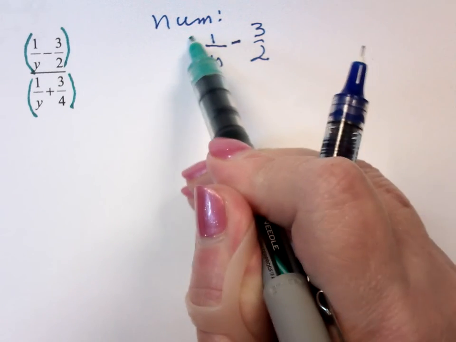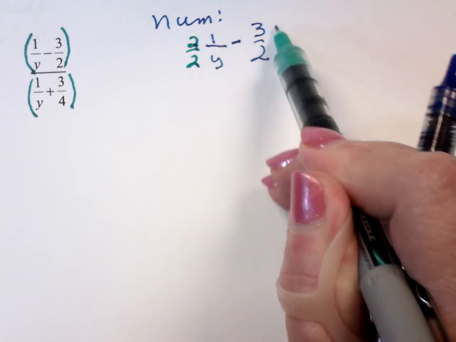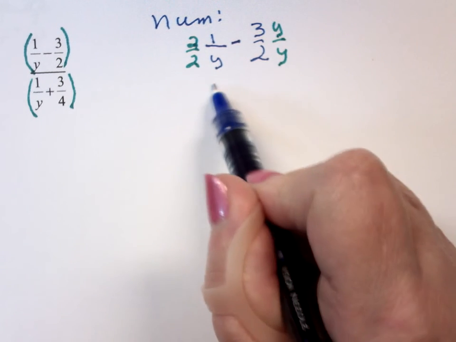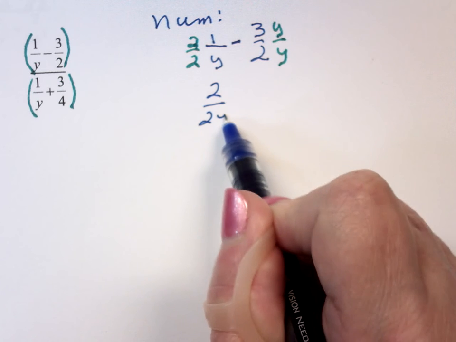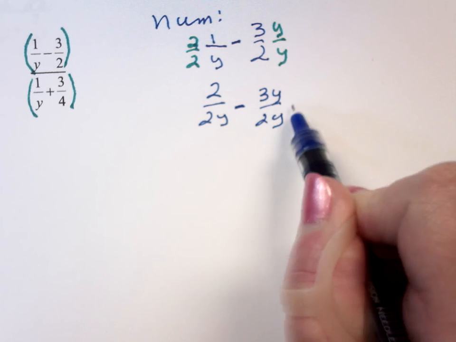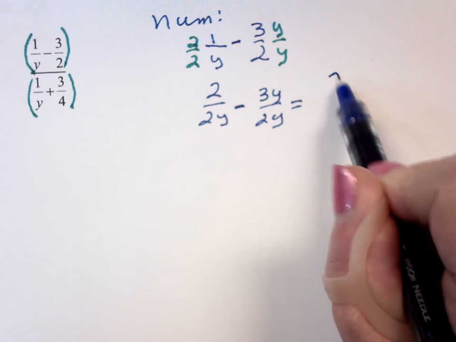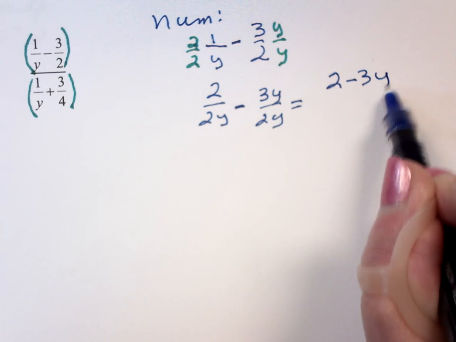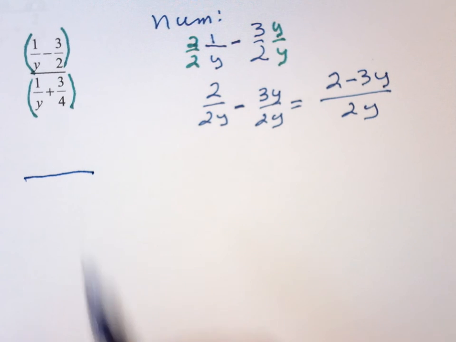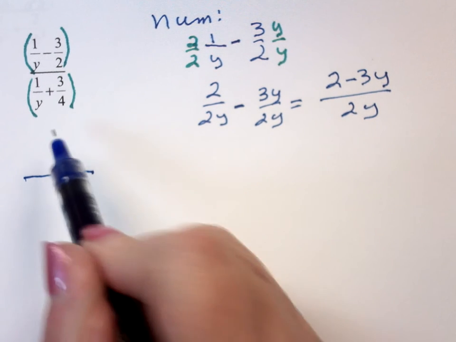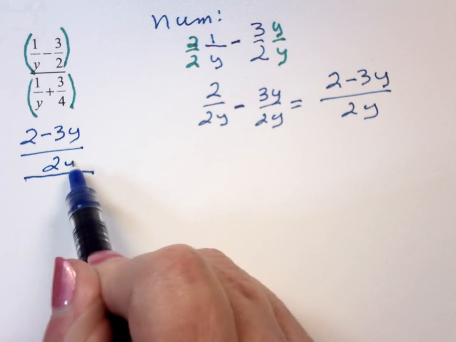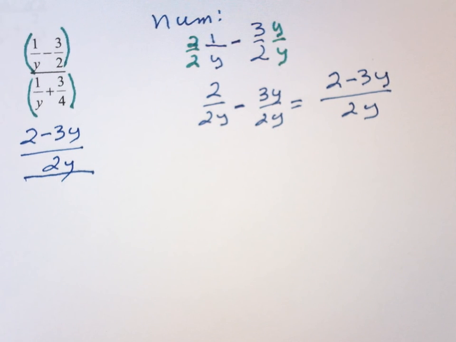So I'm going to multiply by 2/2, y/y. So I get 2/2y minus 3y/2y. My new numerator is 2 minus 3y/2y. So here's my setup. 2 minus 3y/2y. So that's the new numerator.